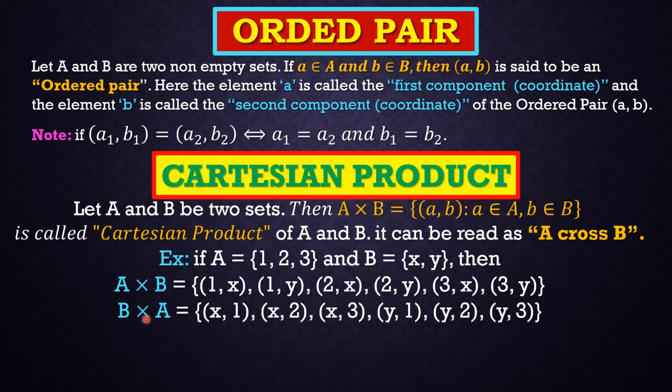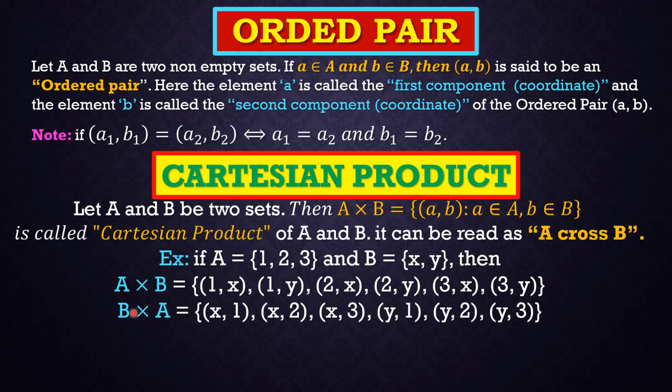So here in A cross B or B cross A, the number of ordered pairs in both Cartesian products are always equal, but the ordered pairs are not equal. Here we observe this is (1,x), this is (x,1). In A cross B, in the ordered pair (1,x), 1 is the first component and x is the second component. But in B cross A, the first component is x and the second component is 1. So here we observe these ordered pairs are not equal.